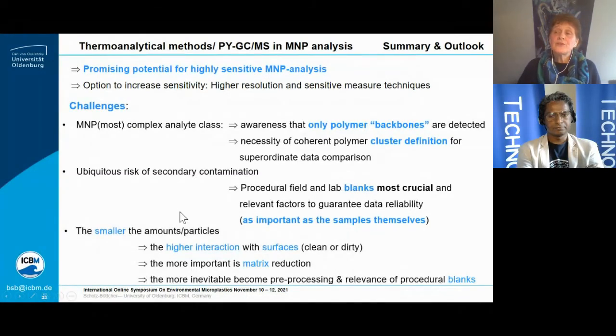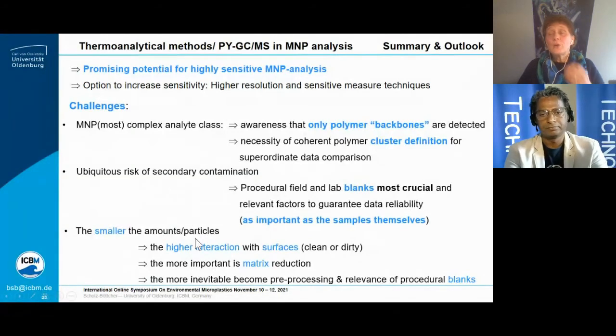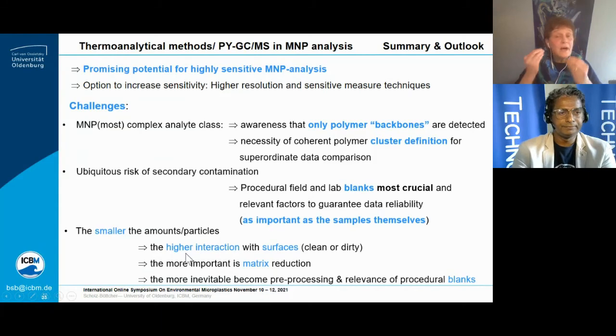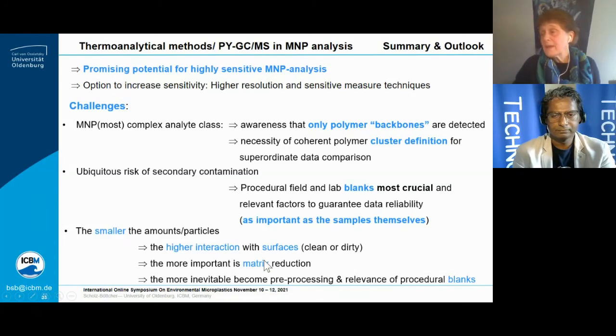And this is in particular relevant if we are looking for very small particles, because they have also higher interaction potentials. Matrix reduction, we have a lot of losses there as well. And the preprocessing procedures and the blanks are becoming more relevant.